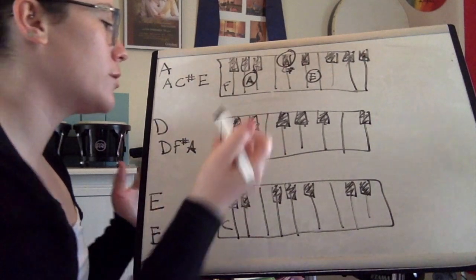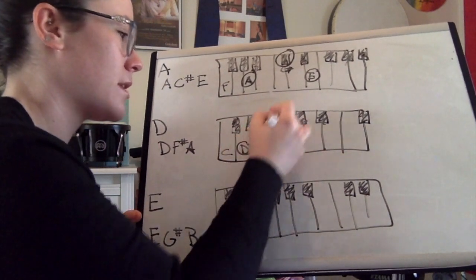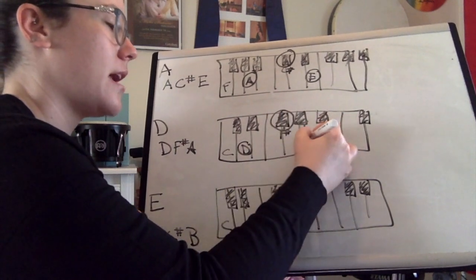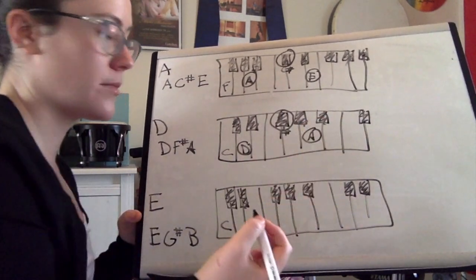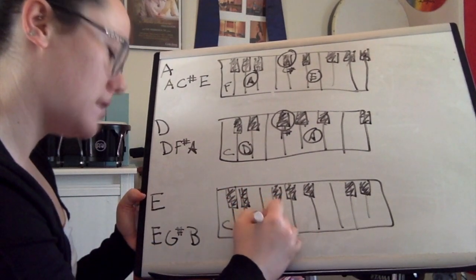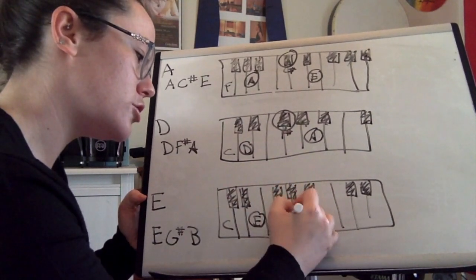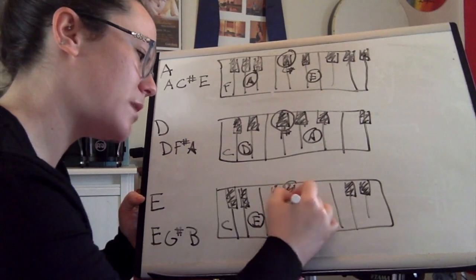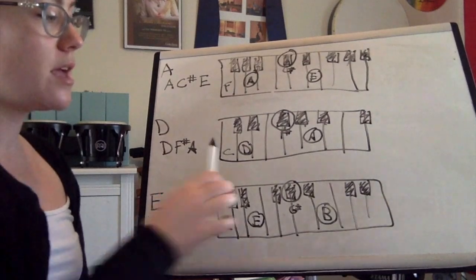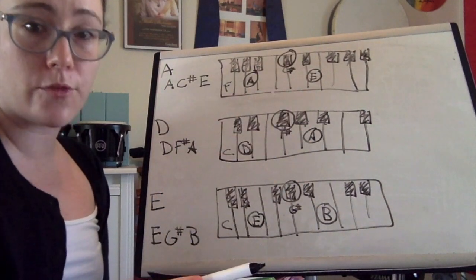For the D chord, we have D. F sharp is on this black key. And A is here. Okay? And then our last one, E, is here. G sharp is on this black key. And B is here. So notice each of them have at least one black key involved, okay?